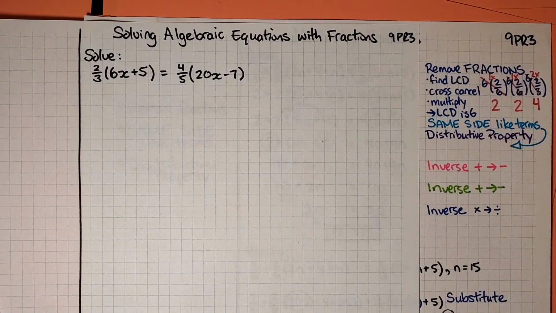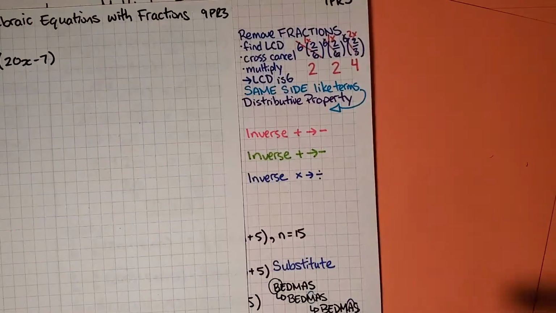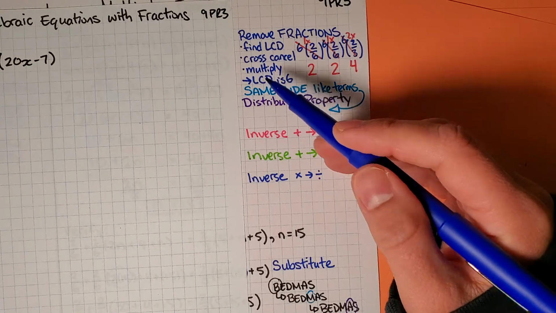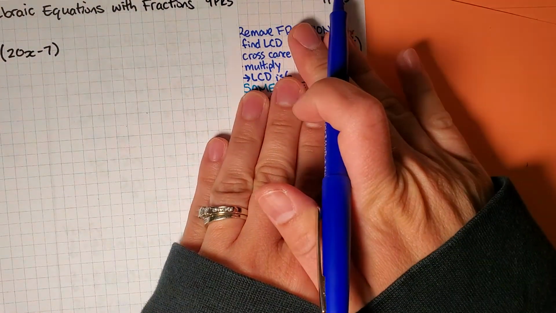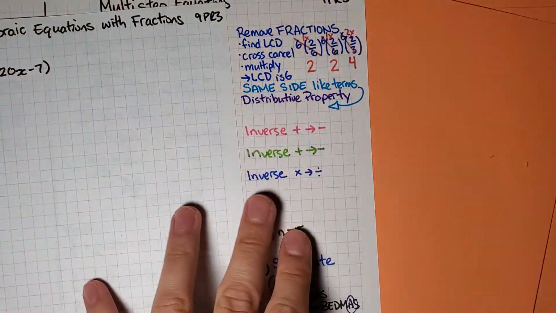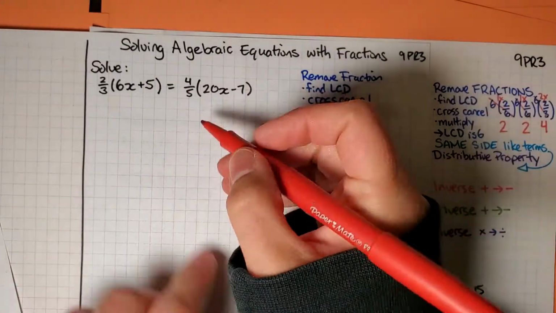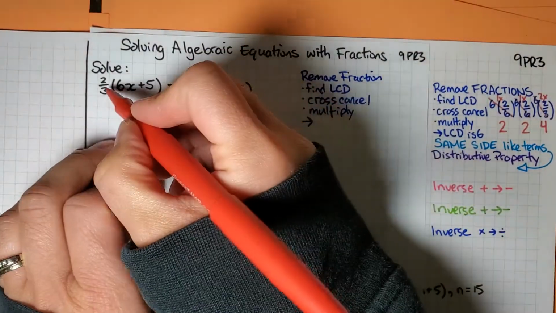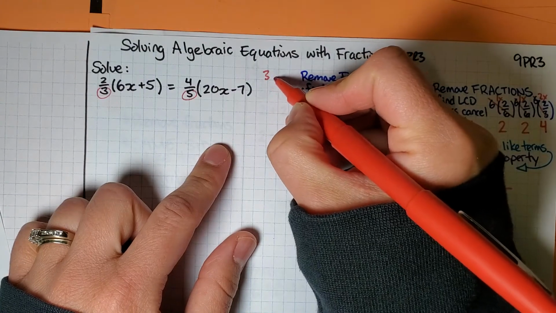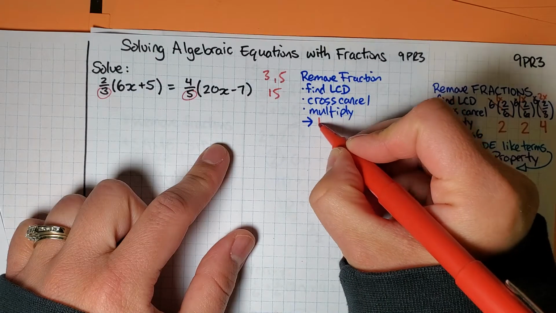Now, the first way I'm going to show you is removing the fraction by finding the lowest common denominator, cross-canceling, and then multiplying. Don't look at the example equation there, but just the blue part. That's what I'm going to do first. So the lowest common denominator for the fractions, so I have 3 and I have 5. Lowest common denominator between the two is 15.